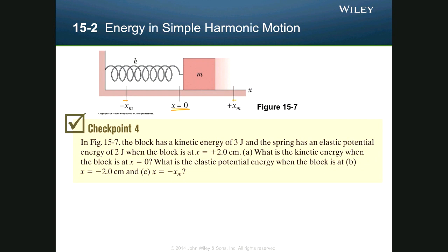So in this figure, 15.7, the block has a kinetic energy of 3 joules, and the spring has an elastic potential energy of 2 joules, when the block is at x equals 2.0 centimeters. What is the kinetic energy when the block is at 0? What is the elastic potential energy when the block is at b, negative 2 centimeters, and c, negative x_m?